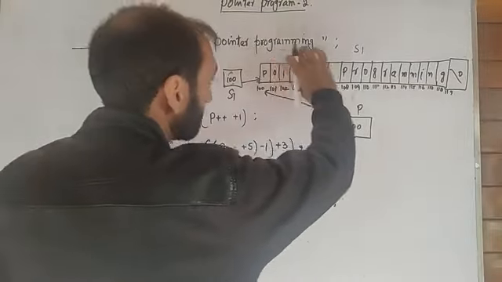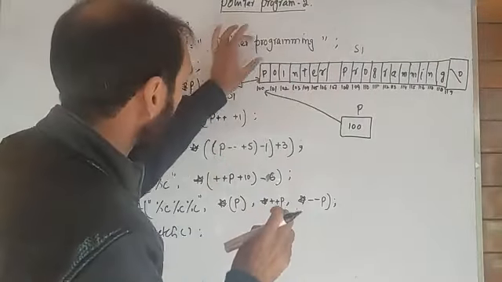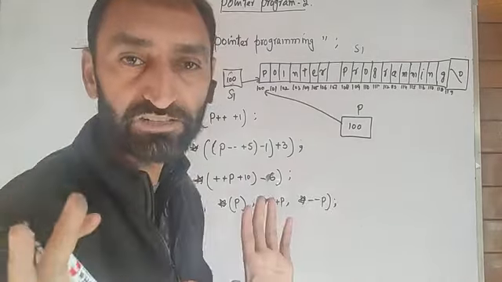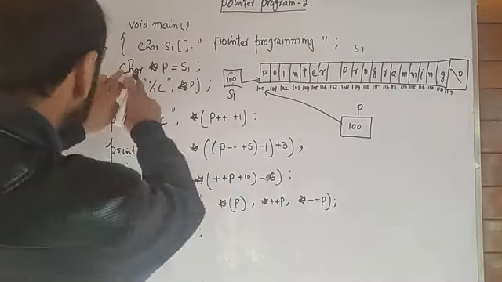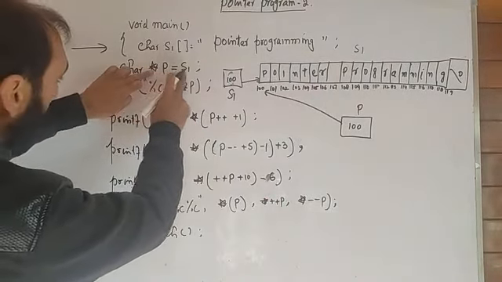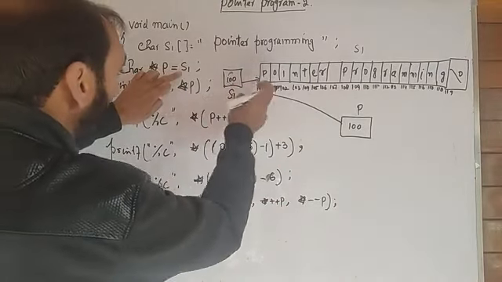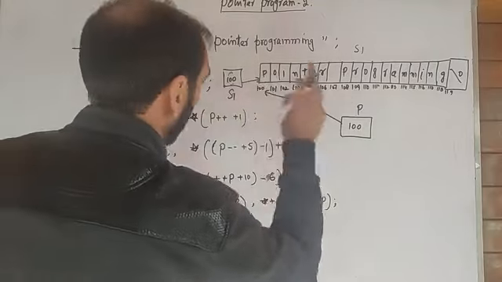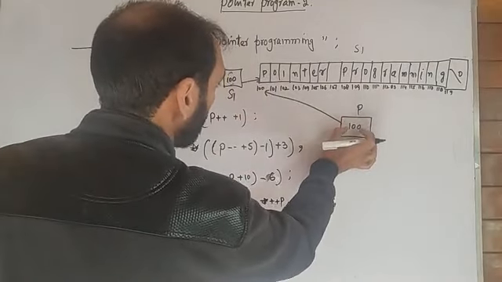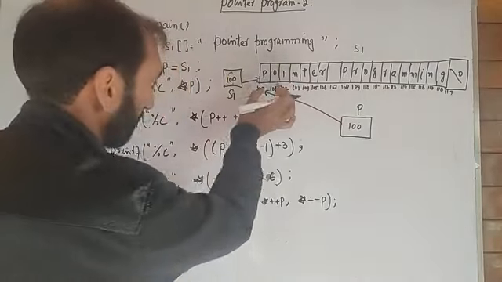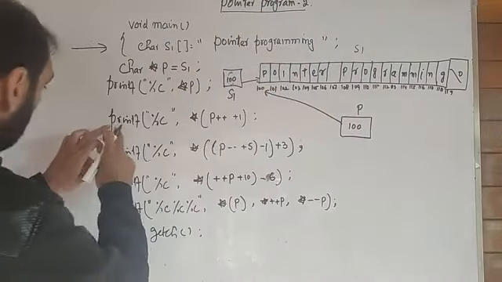So the size of this memory is 20 bytes. The memory manager will allocate 20 bytes of memory for this array. Here I initialize the pointer P with S1. That means this P contains the address of the first byte, that is 100. So P is a pointer that stores the address of the first location of this character array.